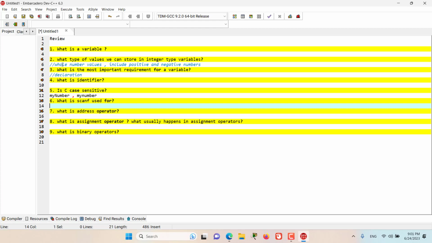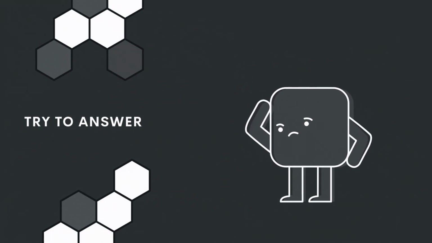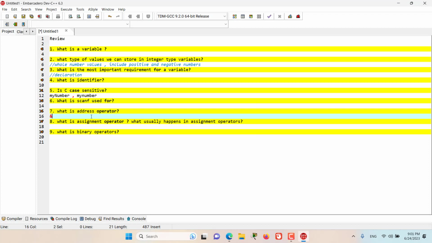The seventh question is, what is the address operator? The address operator in C is the ampersand sign, and it's usually combined with a variable name. The combination tells scanf the variable's memory location, which scanf or the computer then uses to store the value at that location.